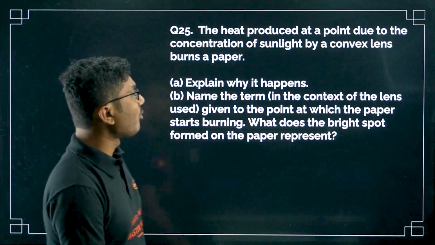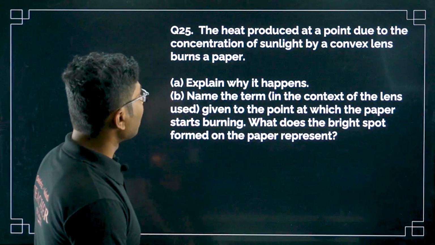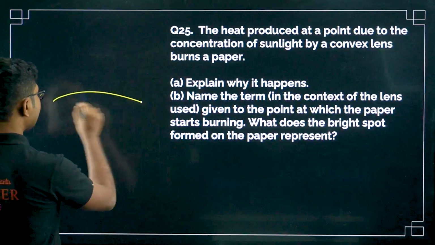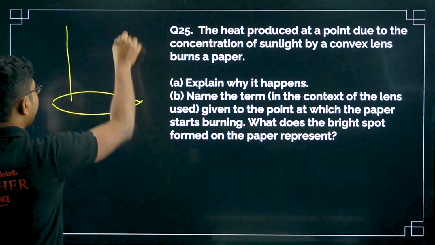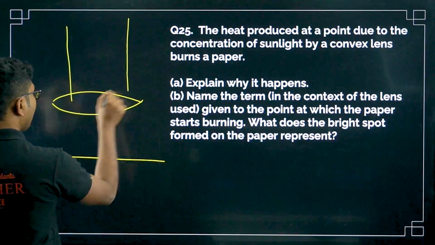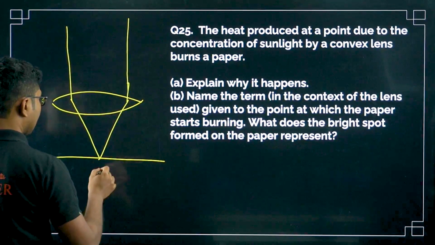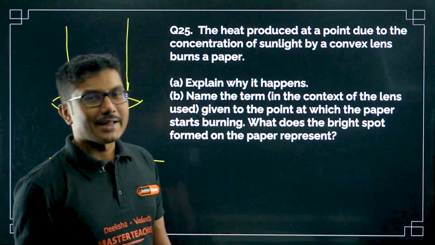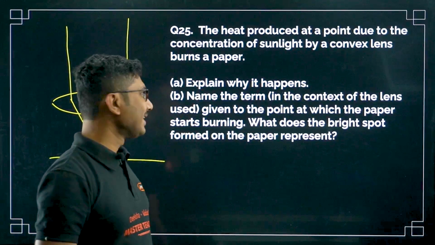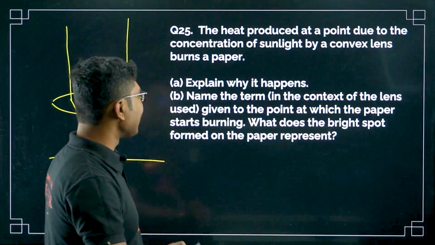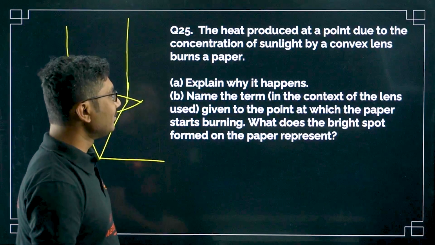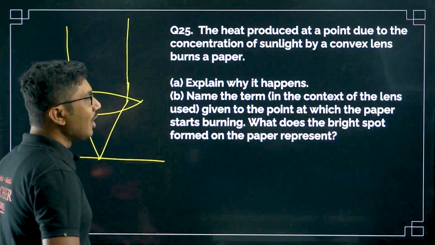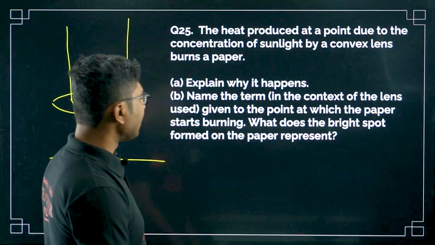The heat produced at a point due to the concentration of sunlight by a convex lens burns a paper. So we know that if we have a convex lens like this and some sunlight is falling on it, and if you place some paper, the sunlight actually gets focused at this point and it burns the paper, right? We have seen that, we have done that. That was one of our favorite pastimes when we were kids. Explain why it happens. Name the term, in the context of the lens used, given to the point at which the paper starts burning. What does the bright spot formed on the paper represent?